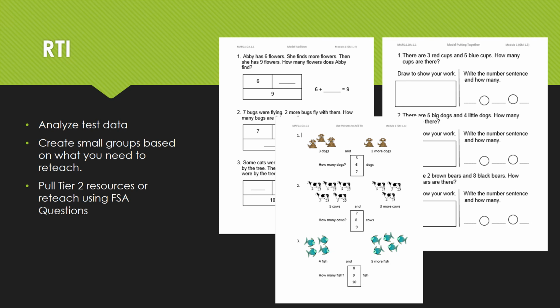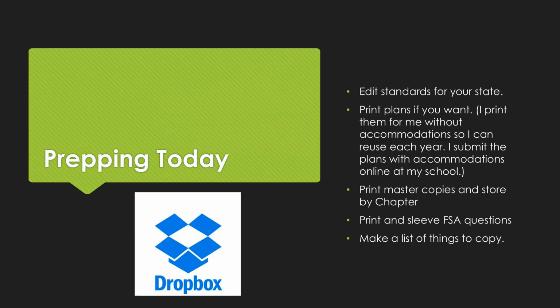Once I analyze my test data, I will use that information to create my small groups. I can either pull Tier 2 resources from Go Math, or I can use my FSA questions to reteach. And this is just a sample here of some of the FSA questions I created for Chapter 1. So you can start prepping today.